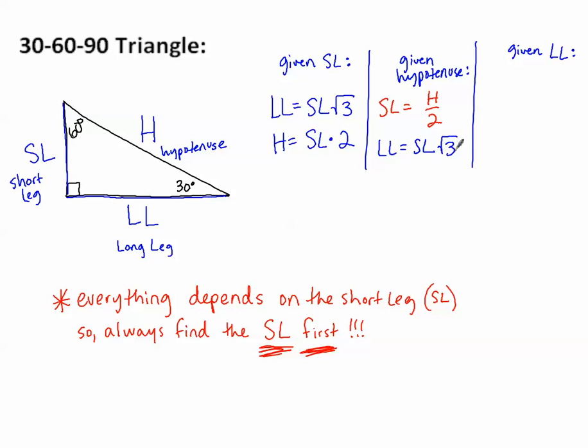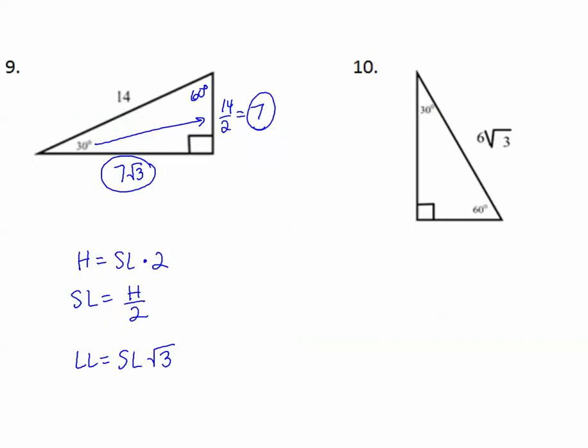While we're here, we could talk about what to do given the long leg, but let's not do everything at once. Let's go back to these examples. You want to pause the video and try the next one? So you may see that this one looks a little bit trickier because the hypotenuse isn't just a whole number, it has a radical with it. Don't fret about that. We still follow the formulas. Find the short leg first.